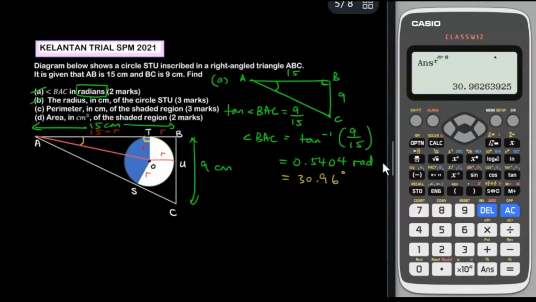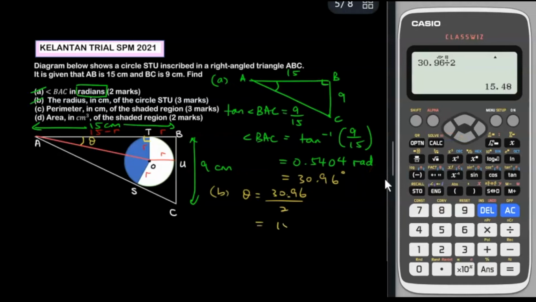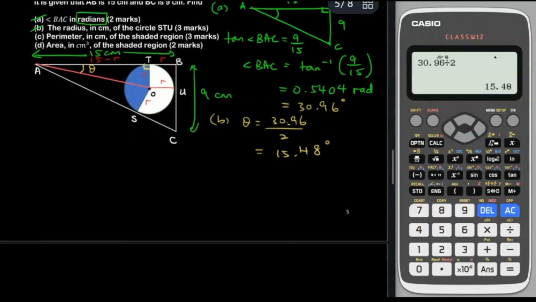Okay, so now I want to find what is this theta. Okay, so for B, right? Okay, so the theta is 30.96 divided by 2. Okay, so 30.96 and then divided by 2. So we get 15.48. Okay, 15.48. And it's in degrees. Okay, so why I need to find this? Because it's in triangle. So for triangle, we can use trigonometry, which is tangent.